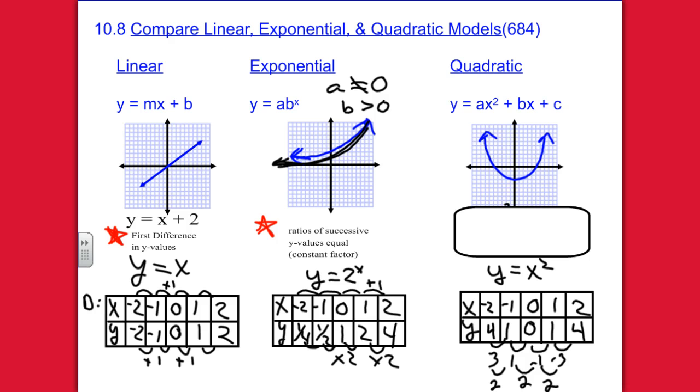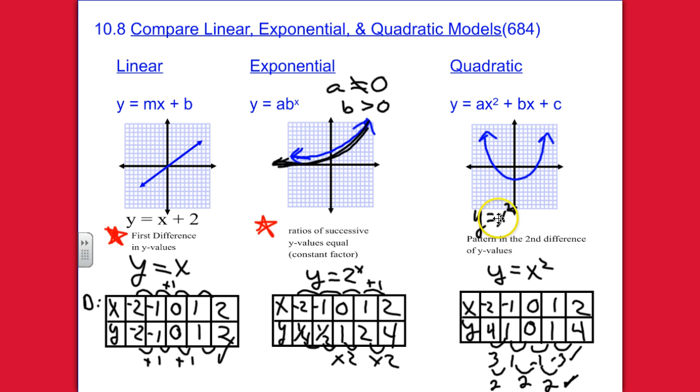Constant difference again. This is exactly like our linear, except we didn't find the constant difference until we did the second difference. We did the first difference, and now in the second difference, we found a constant change of 2. Okay, isn't that cool? It's cool that it shows up that way. So this is how you can write it. There's a pattern in the second difference of y values. And make sure that you highlight that in your notes.